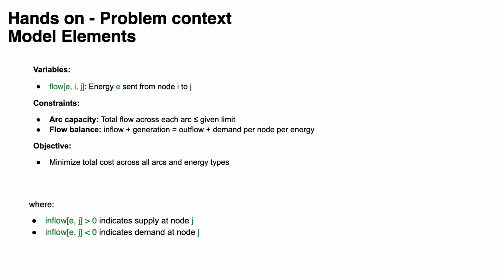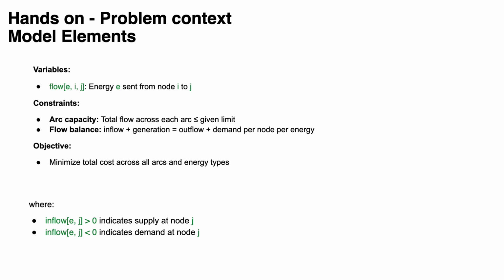Now we define our formal model elements before we start coding. Variables. We will use a 3D array, flow[E, I, J]. This represents the amount of energy type E sent from node I to node J. Constraints. We have two main rules. First, the arc capacity rule ensures the total flow across each route is less than or equal to its limit. Second, we have the critical flow balance rule.